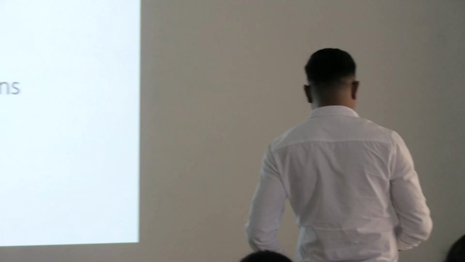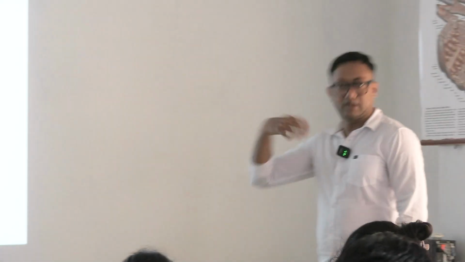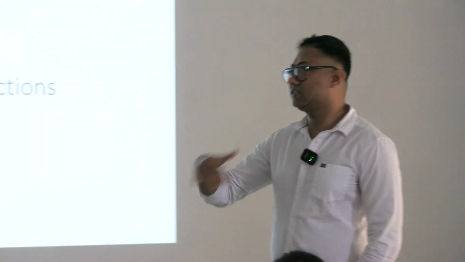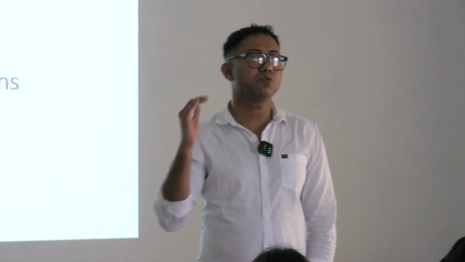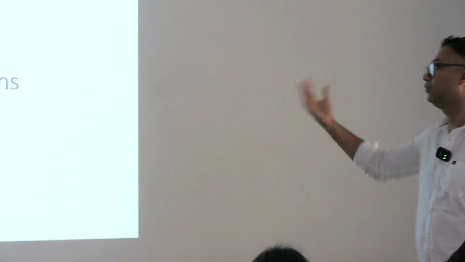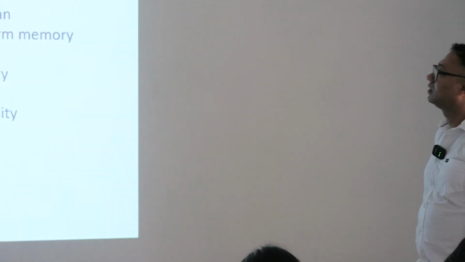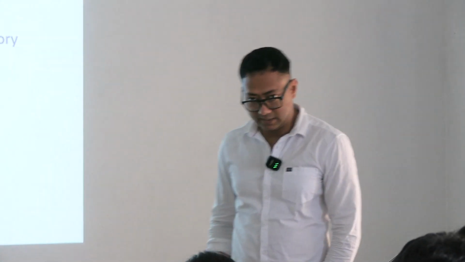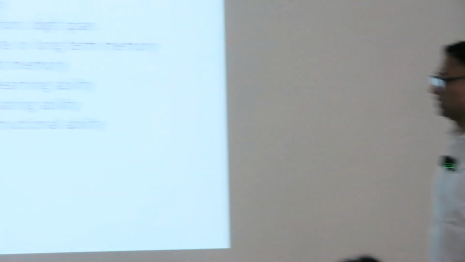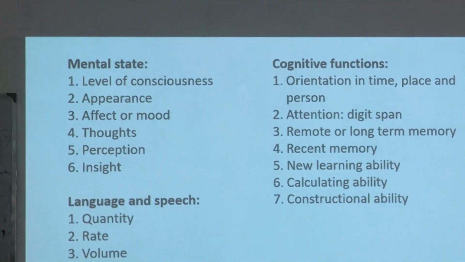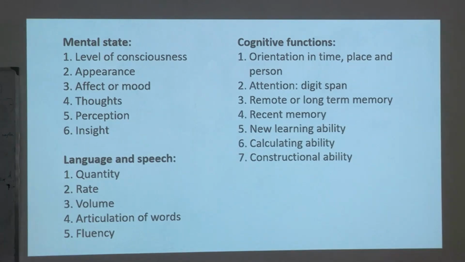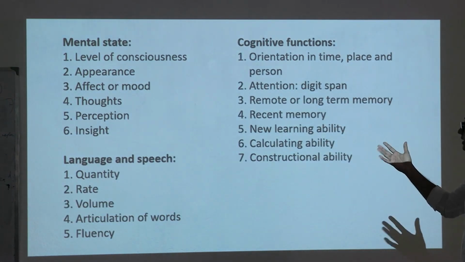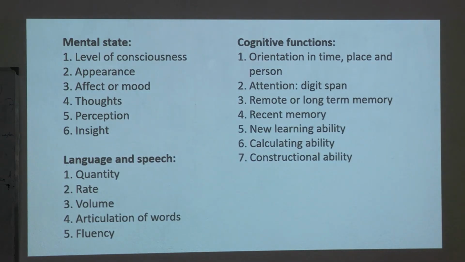So, examination of higher function. Now I am entering into the higher function examination proper. Until this time it was background knowledge. So, what are the things to check? First of all, you will check the mental state of the patient: level of consciousness, appearance, affect or mood, thought process, perception, insight. I will come to it: what is insight, what is perception, what is thought. These are complex things.